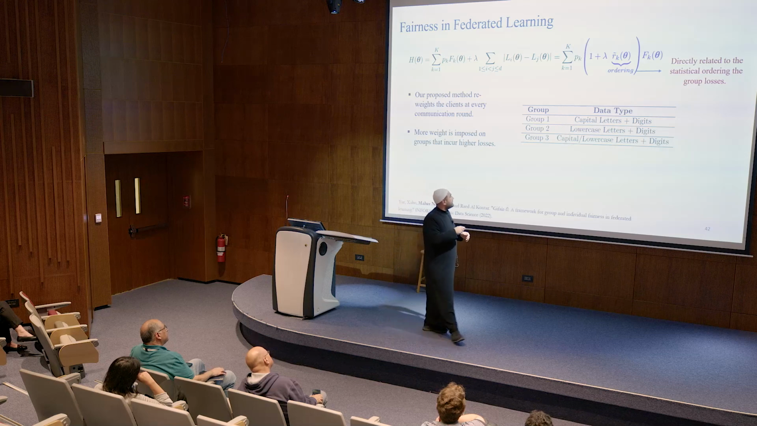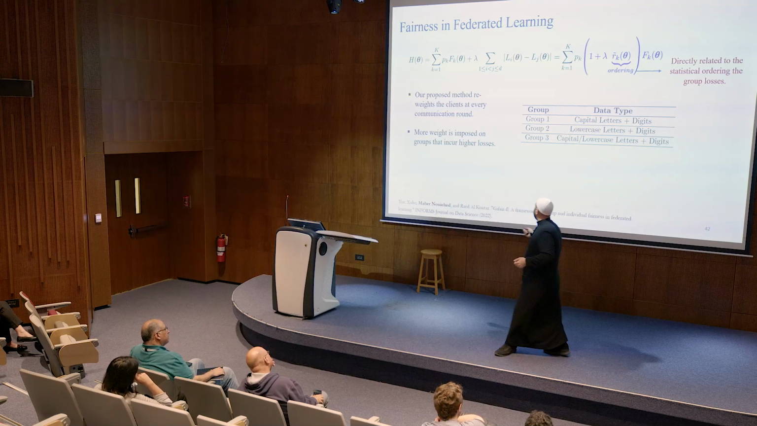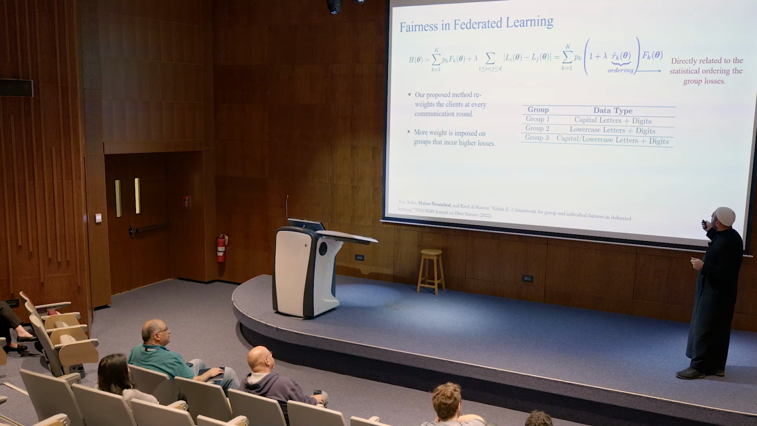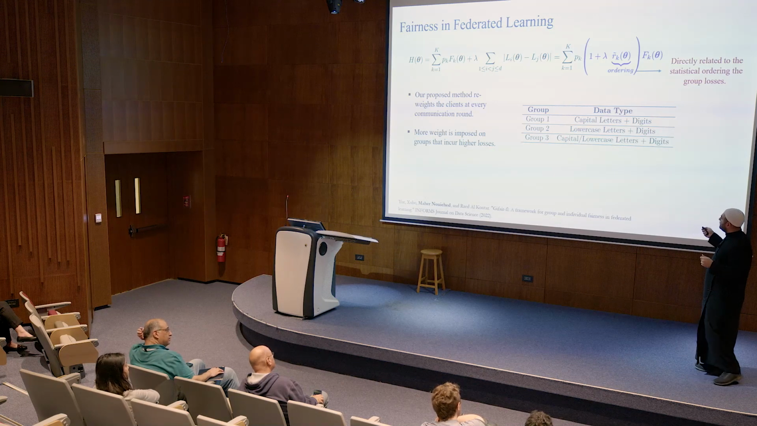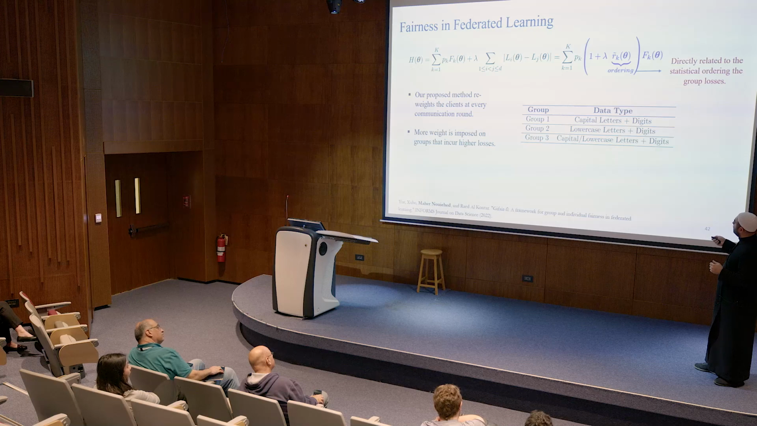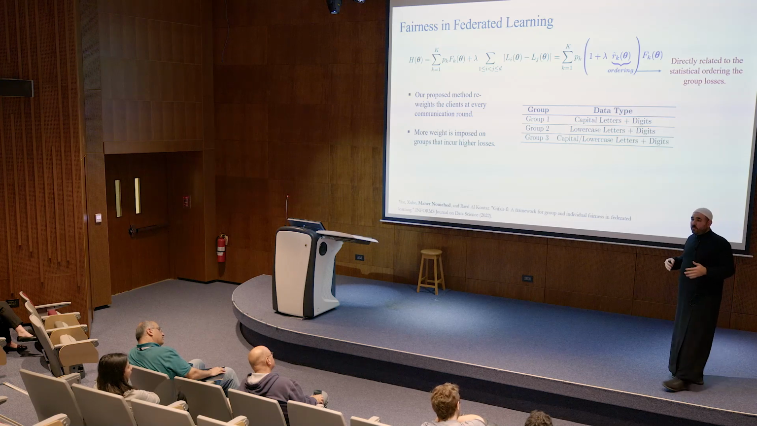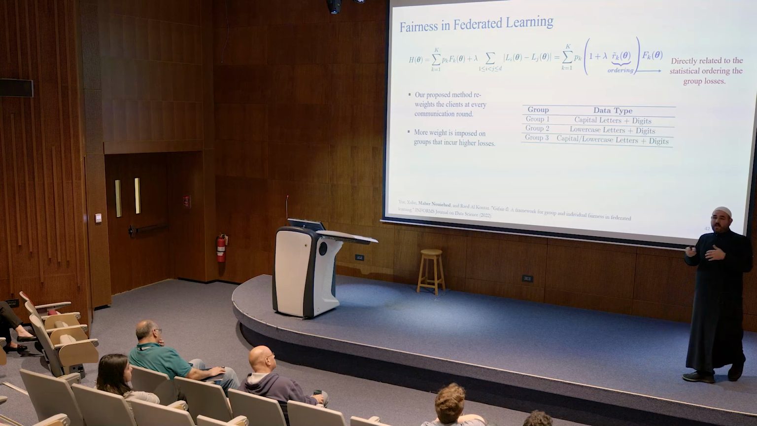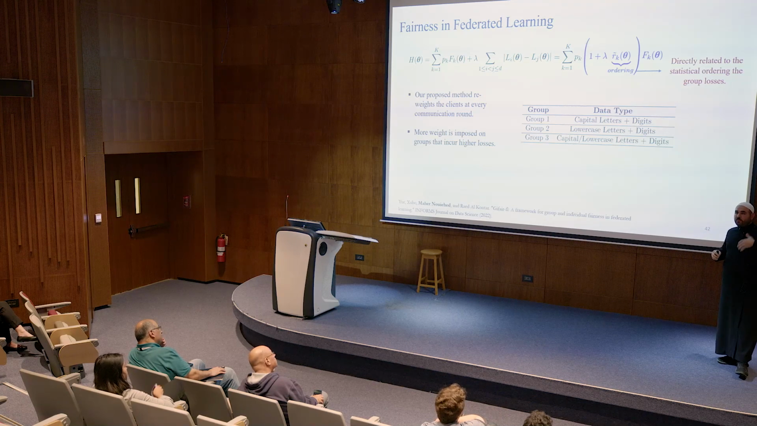Let's give an example. Let's say this example of smart typing. And we set the groups to these images: images of capital letters, images of lowercase letters, and images of capital and lowercase letters. We know we need the model to perform well for all people: people that type in capital letters, people that type in lowercase letters, and people that type in both. So we don't want the model to be working well for some people and bad for others.